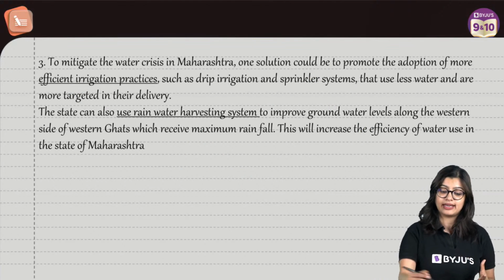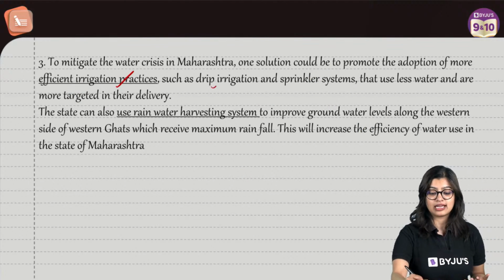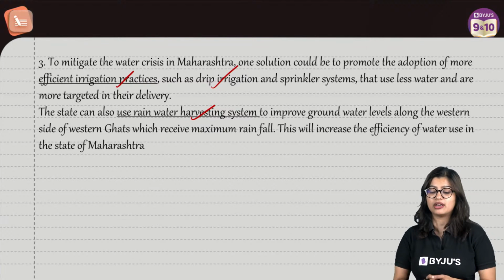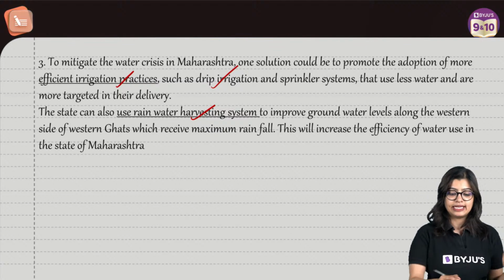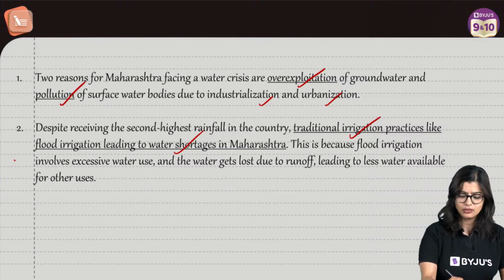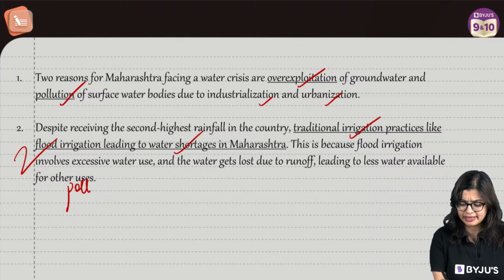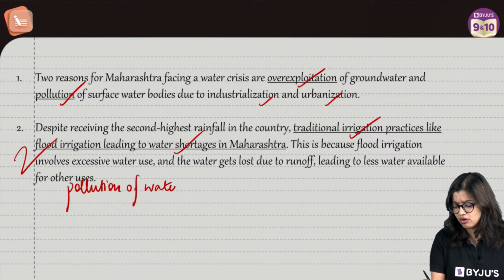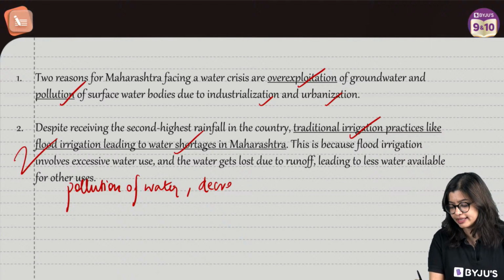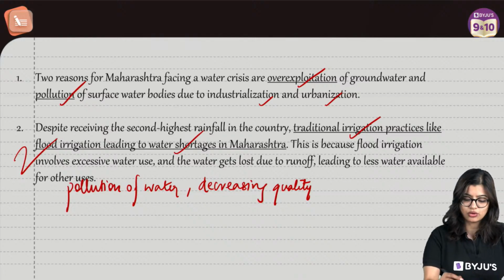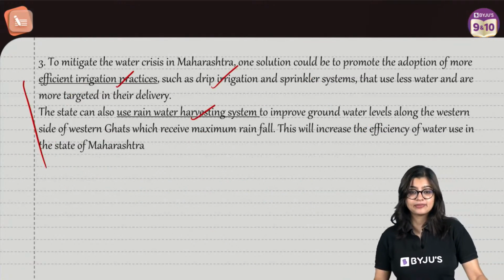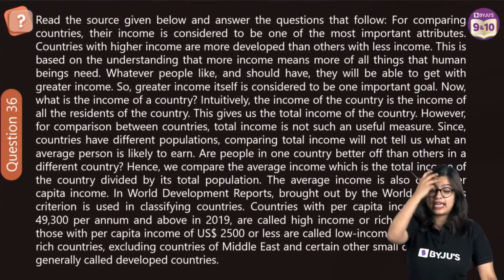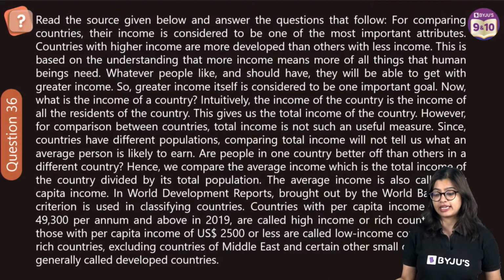How can you mitigate it? Use efficient irrigation practices like drip irrigation, or use rainwater harvesting systems. Easy peasy. 1 mark here. 2 marks, I'm just writing pollution of water, or you can write decreasing quality. So 2 marks and 1 mark here. Yes, in this particular case, Iman, you have to answer with respect to the case.